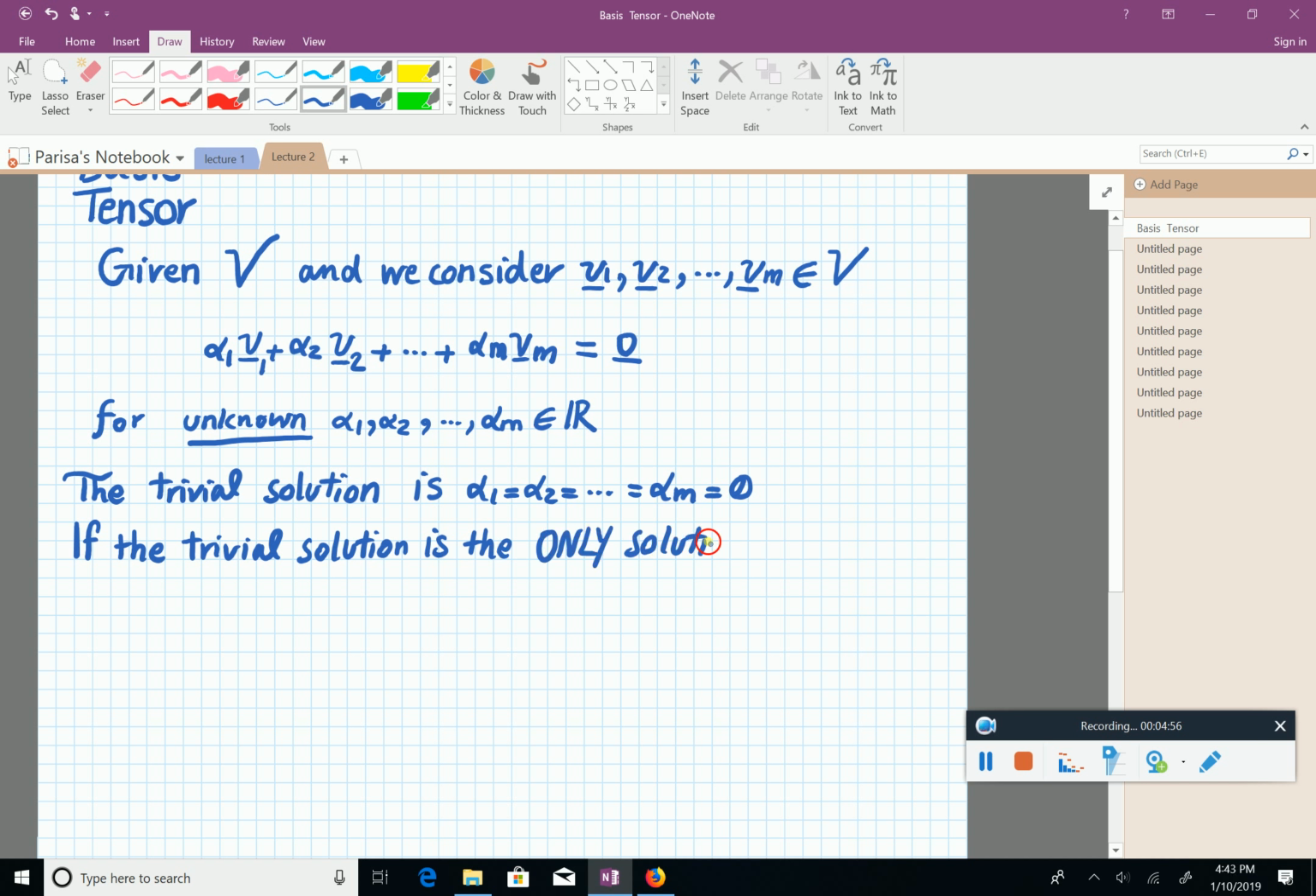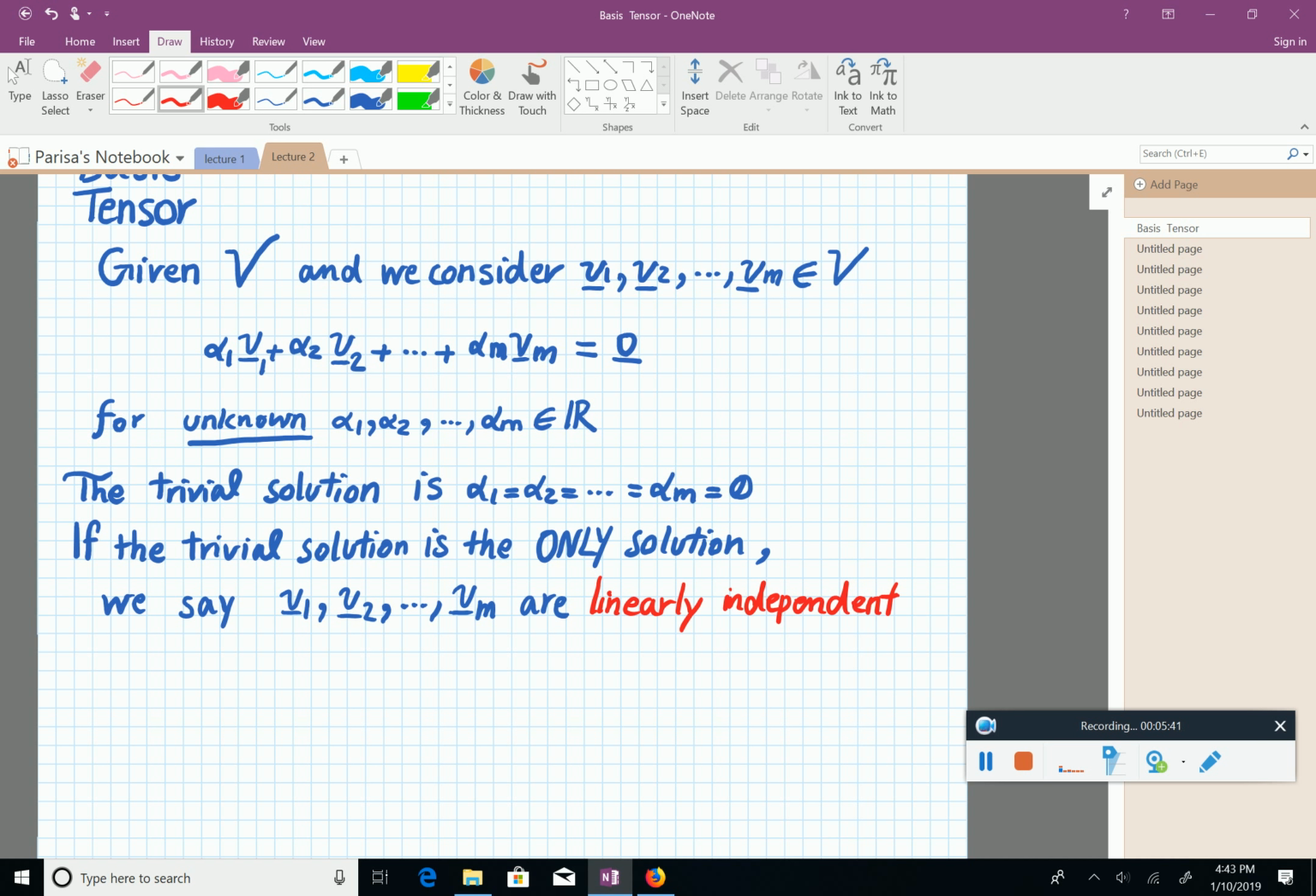we say v1, v2, vm are linearly independent. And that's the fancy term to say that you cannot write one as a linear combination of the other. That's what it means. So they are linearly independent. You cannot take one of them and write it as a linear combination of the other ones.